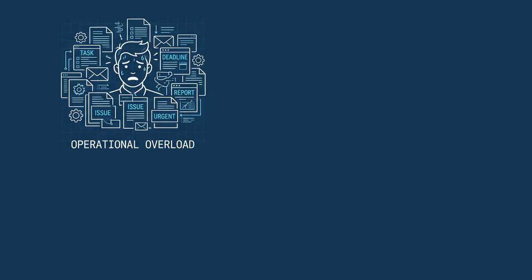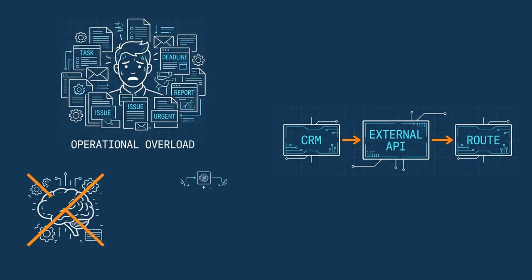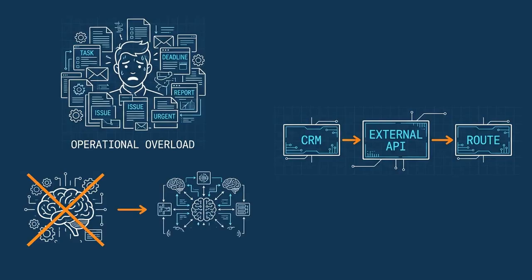Enterprise operations teams are drowning in tasks that require conditional logic across multiple data sources. Think lead qualification that pulls from a CRM, enriches via an external API, then routes to a human or triggers an automated follow-up. A single LLM call can't handle that reliably. You need a coordinated multi-agent system with defined responsibilities, fallback logic, and full observability.